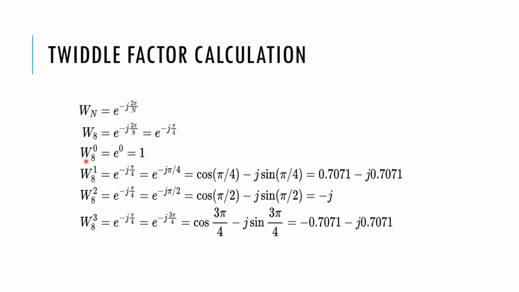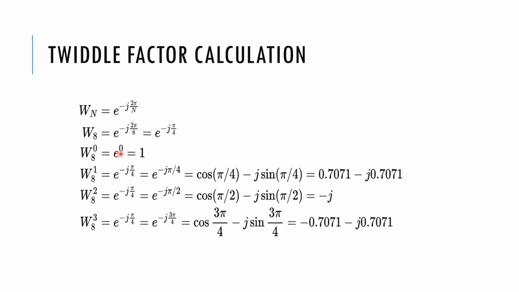So, what is W8? How can we represent W subscript 8, which is equal to e to the power of minus j 2 pi divided by n. N is actually the total number of inputs in the sequence, the length of the sequence. So, n equal to 8. When you substitute it, you get e to the power of minus j pi by 4. So, this is actually a general term which we require for all the powers ranging from 0, 1, 2 and 3.